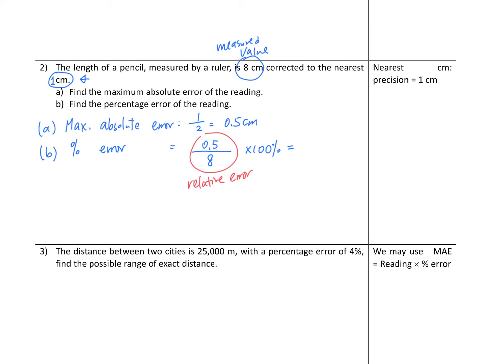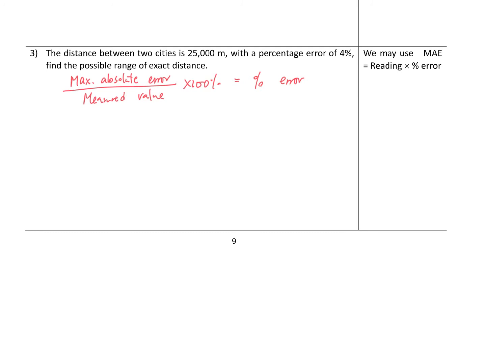the answer would be 6.25%. The distance between two cities is 25,000 meters with a percentage error of 4%. Find the possible range of the exact distance. So first of all, you have to remember the formula, okay, of percentage error. And then given that, okay, this one is 4%. And then given that the measured value is 25,000 meters, and then you're looking for the maximum absolute error.